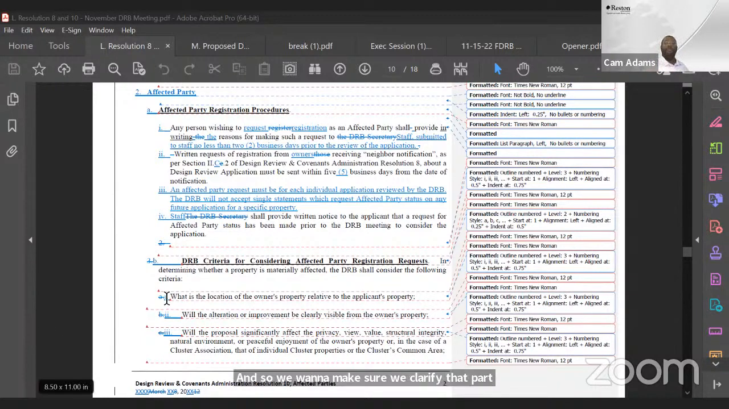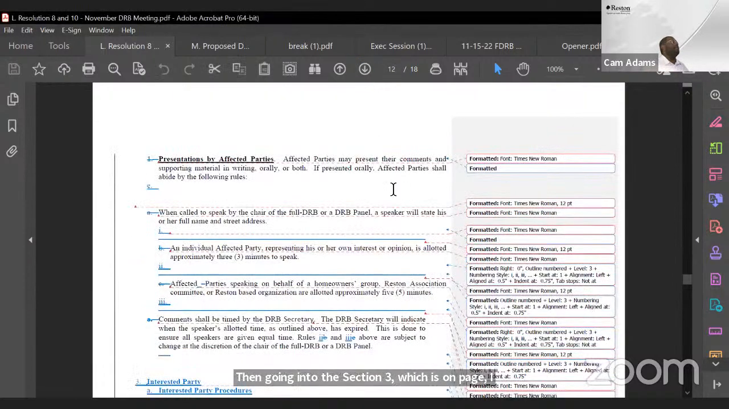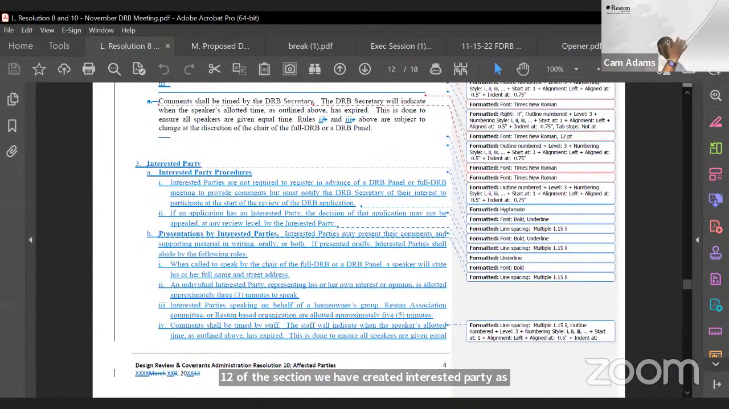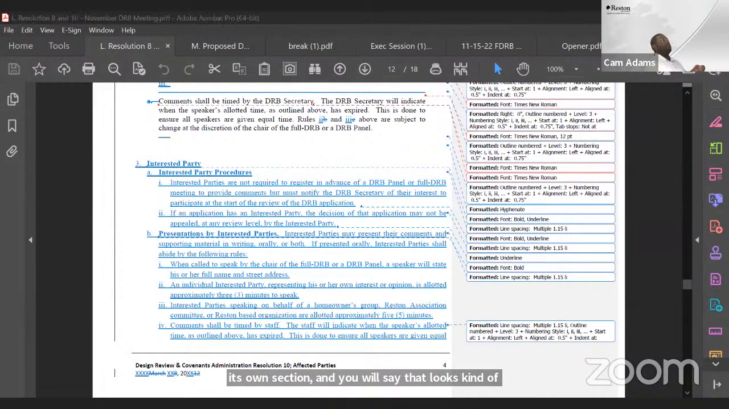Then going into section 3, which is on page, I think, 12, we have created interested party as its own section. You'll say that looks familiar because we mimicked it from the affected party process. Interested parties are not required to register in advance of a DRB panel or full board meeting to provide comments, but must notify the DRB secretary of their interest to participate at the start of the review of the DRB application, which in this current format, Zoom, could be just raising your hand. And it still allows them to participate in the review of the application.